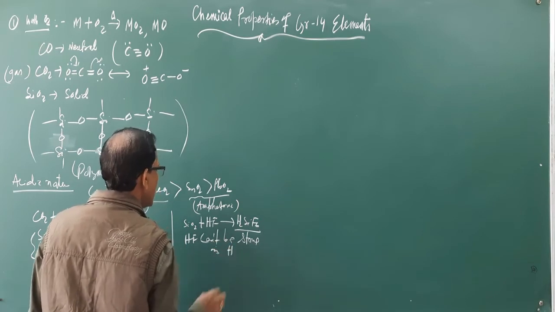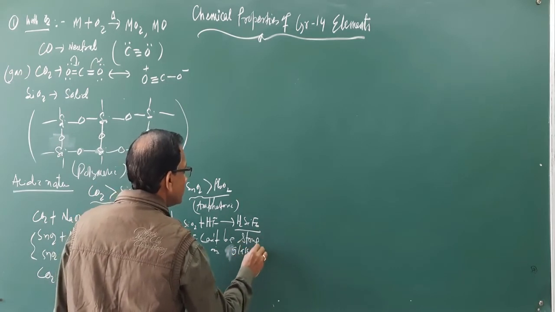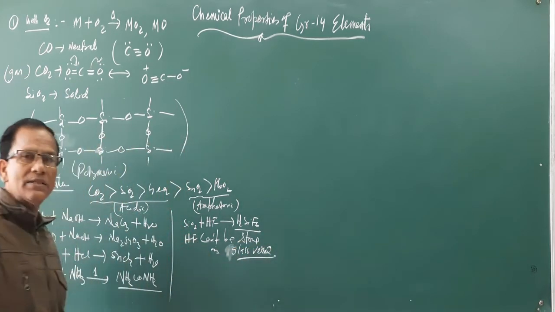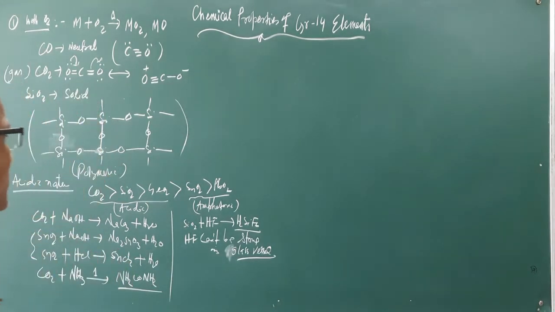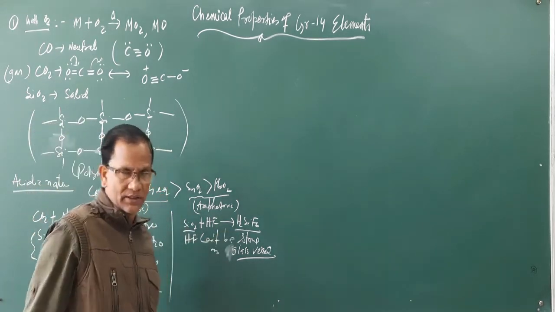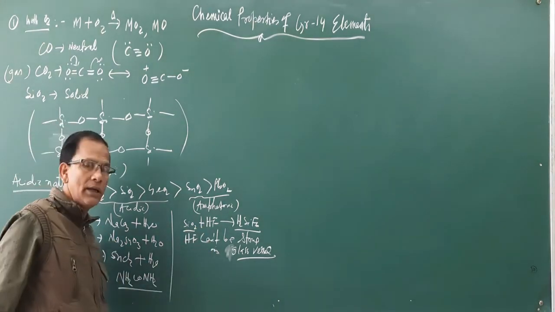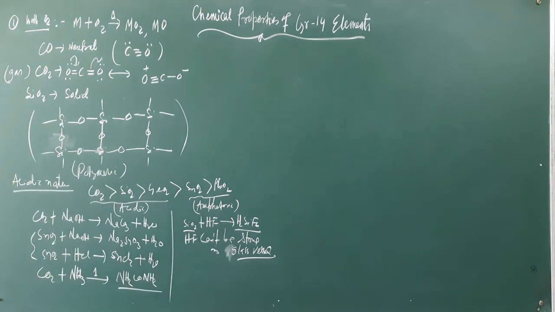in a glass vessel. HF cannot be stored in a glass vessel because it reacts with silica, the glass, forming H2SiF6, fluorosilicic acid. So we cannot store HF, hydrofluoric acid, which is a liquid, in glass. These are very important properties of the oxides of these group elements.